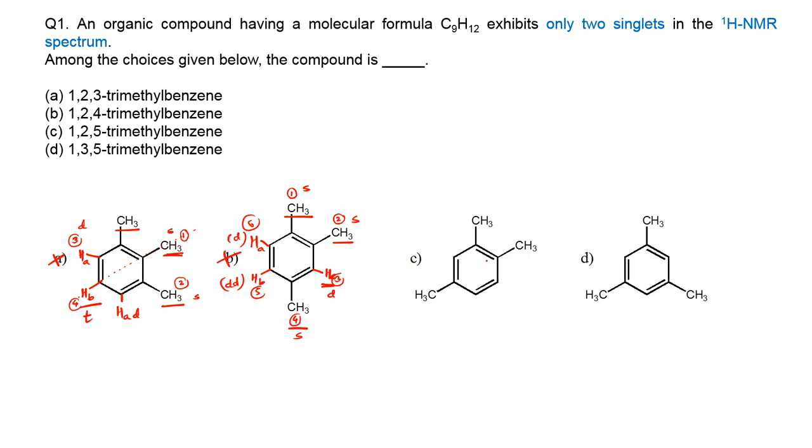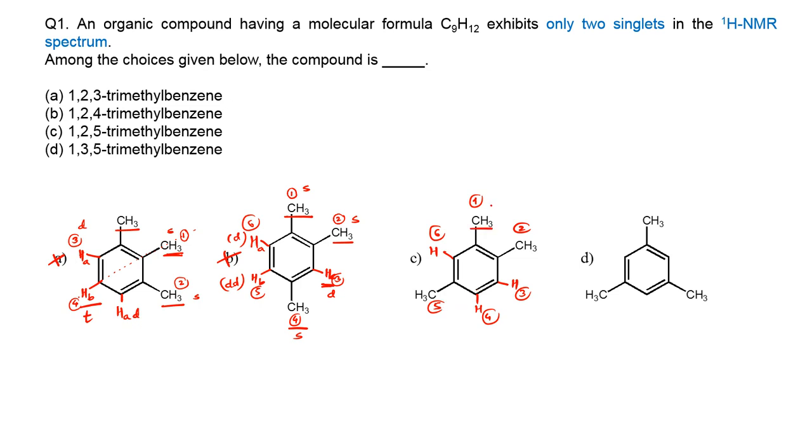In compound C, again it is similar to B. If you look at the structure, it is non-symmetric, and therefore all the protons will give different types of absorptions. Again all these protons belong to different chemical shifts, and six types of protons will be observed.